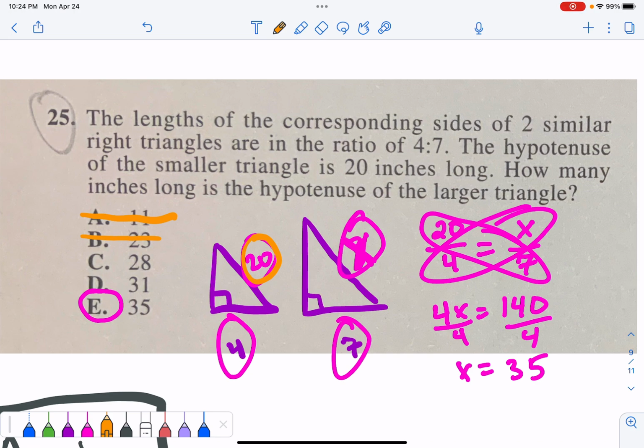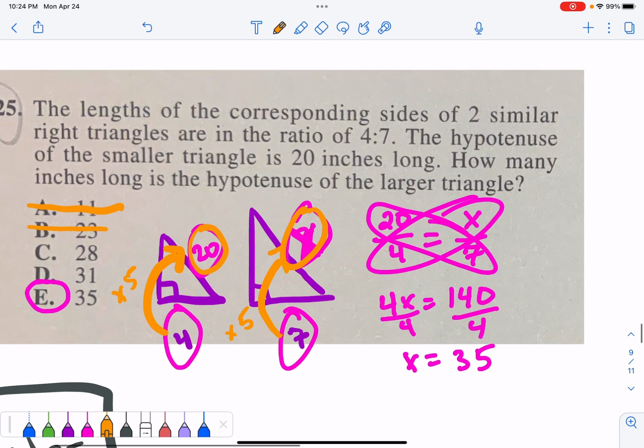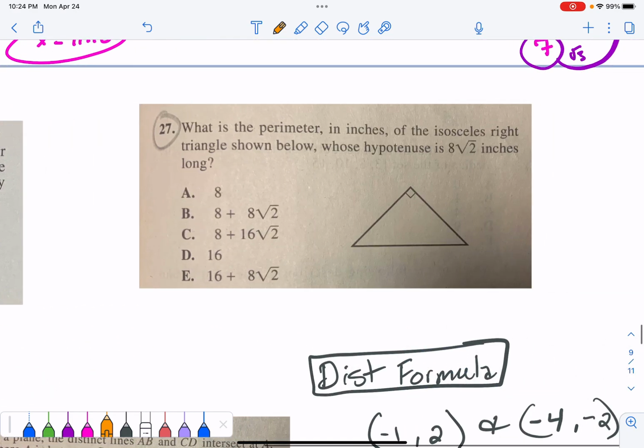Another way, some of you geometry kids might think about this: all I do is take this times 5 to go from 4 to 20, so I have to take 7 times 5 to get to this number. So that's another way you can think of it, in terms of scale factor. That's another geometry concept. Let's bump over to this one.